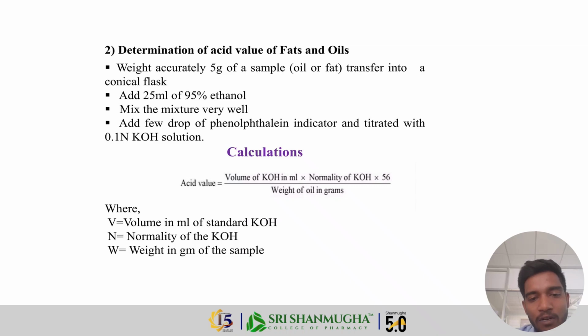For the acid value, the following formula is used to calculate: acid value equals volume of potassium hydroxide in ml into normality of potassium hydroxide into 56, divided by weight of oil in grams, where V equals volume in ml of standard potassium hydroxide, N equals normality of potassium hydroxide, W equals weight in gram of sample.